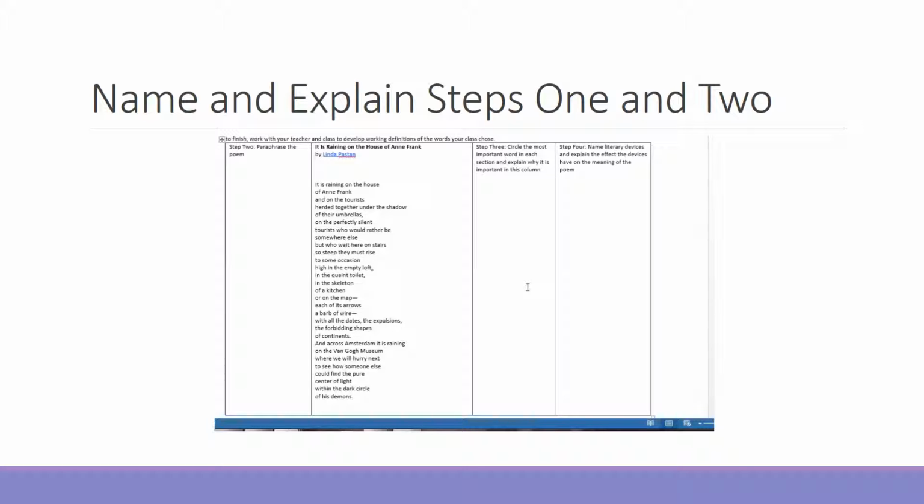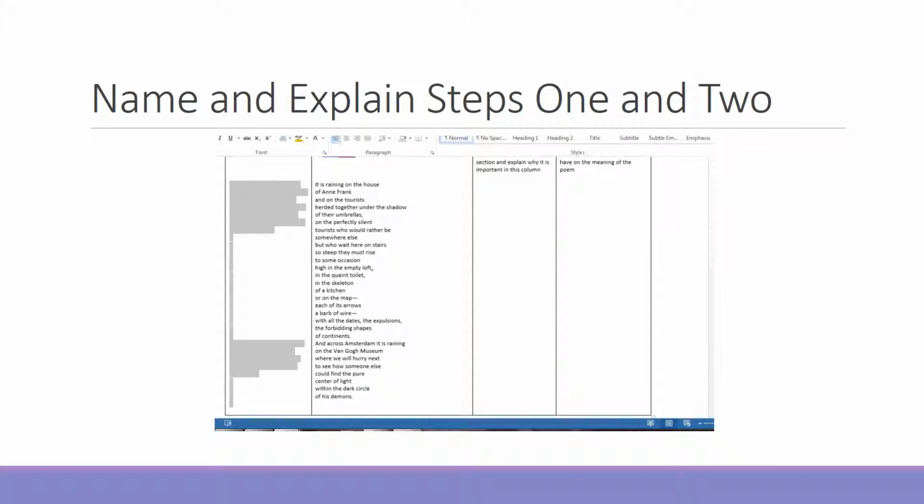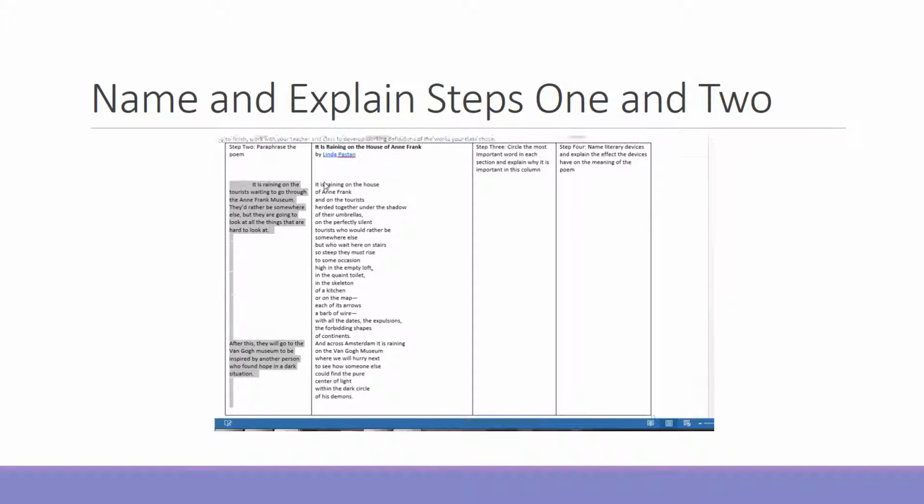Okay, so we've read it together. Step two is to paraphrase the poem, which just means to put it in your own words. So it's really simple to understand. So I actually did that, and we will go over what I did as a paraphrase together. Yours does not have to look the same as mine. I just put it in as simple terms as possible.